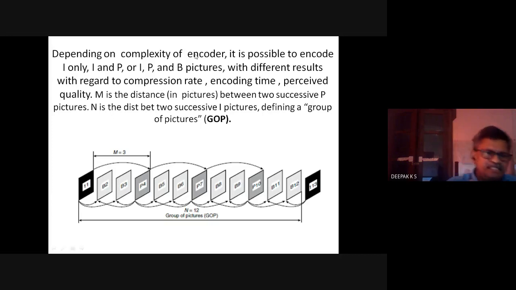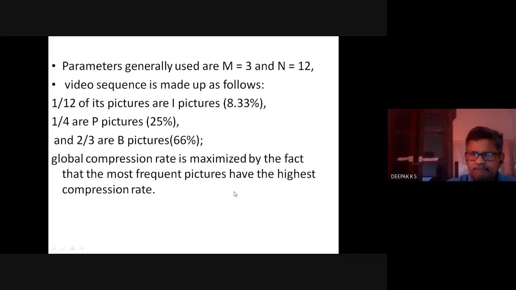Now, M is the distance in pictures between two successive P pictures. N is the distance between two successive I pictures, defining a group of pictures. Group of pictures means the number of pictures between two I pictures, which are the normal pictures which you find in JPEG. However, for the sake of compression, we have P-type pictures and again B-type pictures. So this is one set of parameters. There could be various sets of parameters, in which between two P pictures we have 3 images, and between two I pictures you have 12 images.